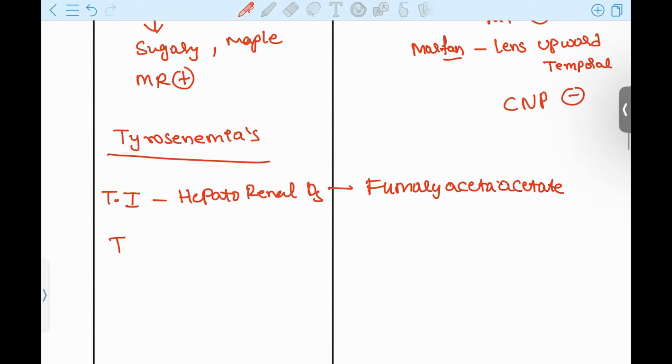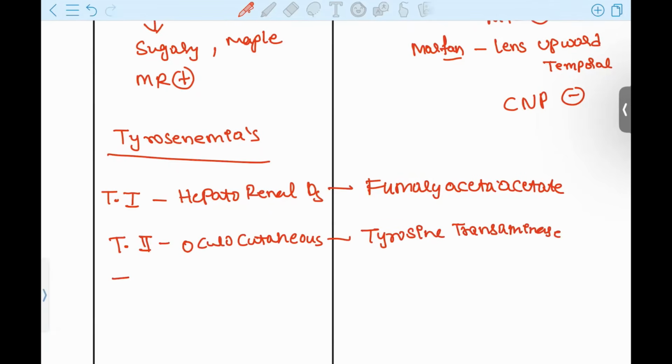Tyrosinemia type 2 is the classic type of tyrosinemia, and how does this patient present? Basically it will involve the oculocutaneous system, both the skin and also the eyes. This is due to deficiency of tyrosine transaminase. And tyrosinemia type 3 is very rare and easily treatable. This is due to 4-HPPD (PHPP) dioxygenase deficiency. These are the enzyme names that you can remember. This is the tyrosinemia status.